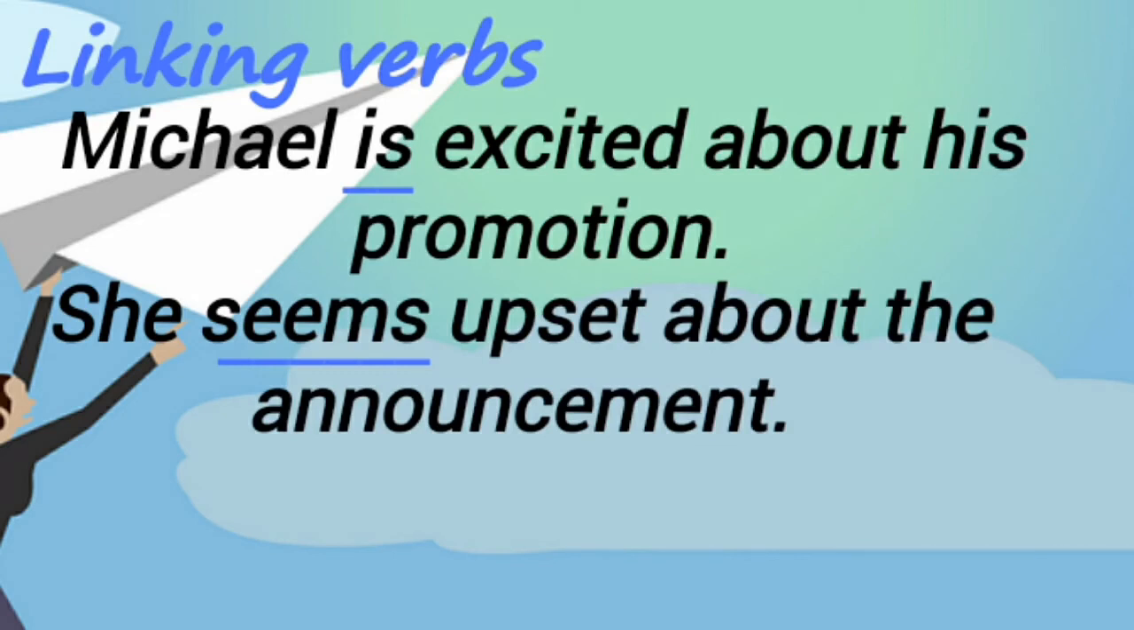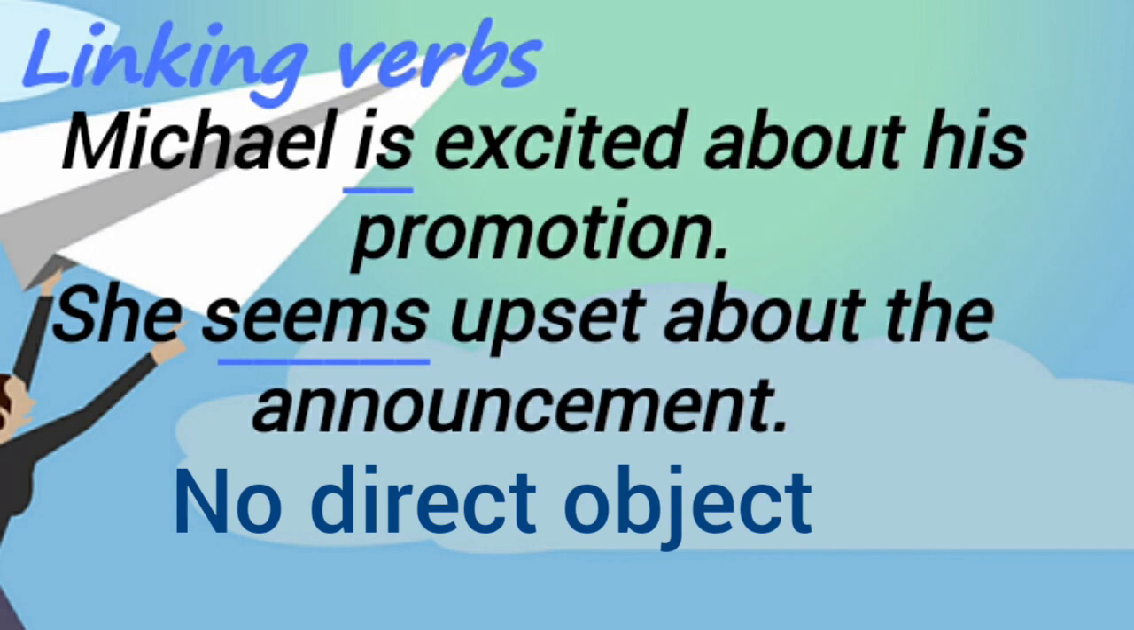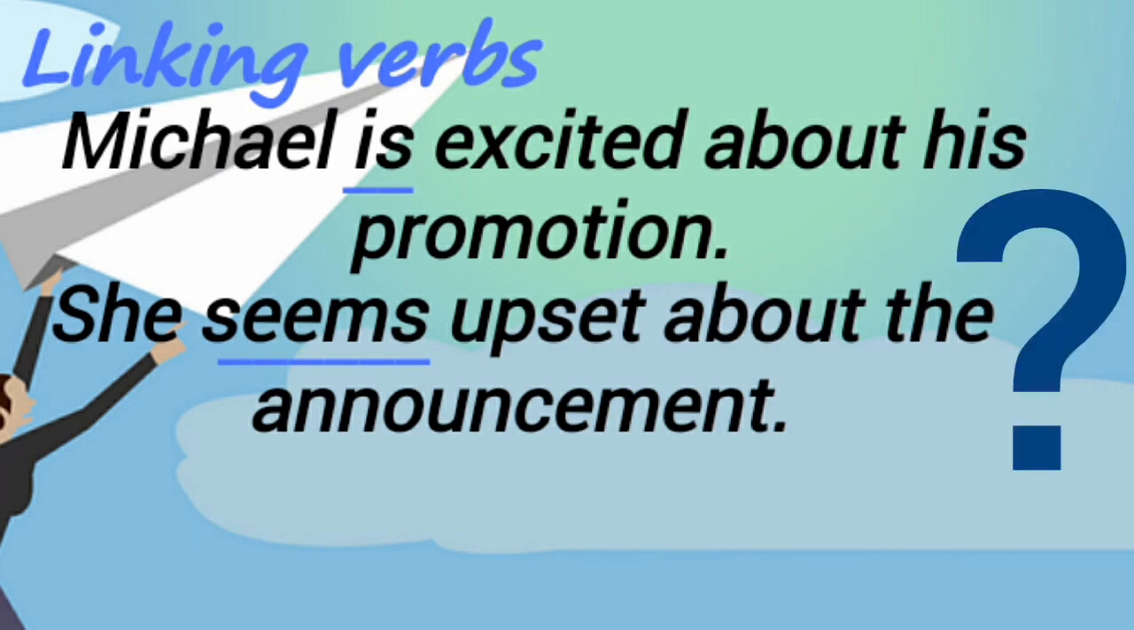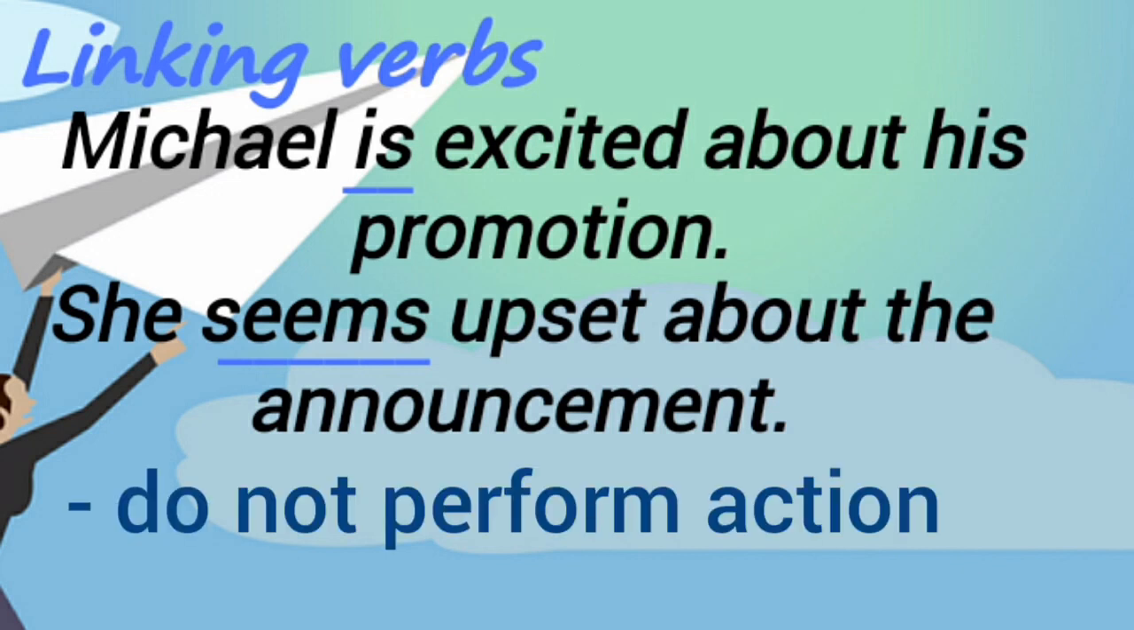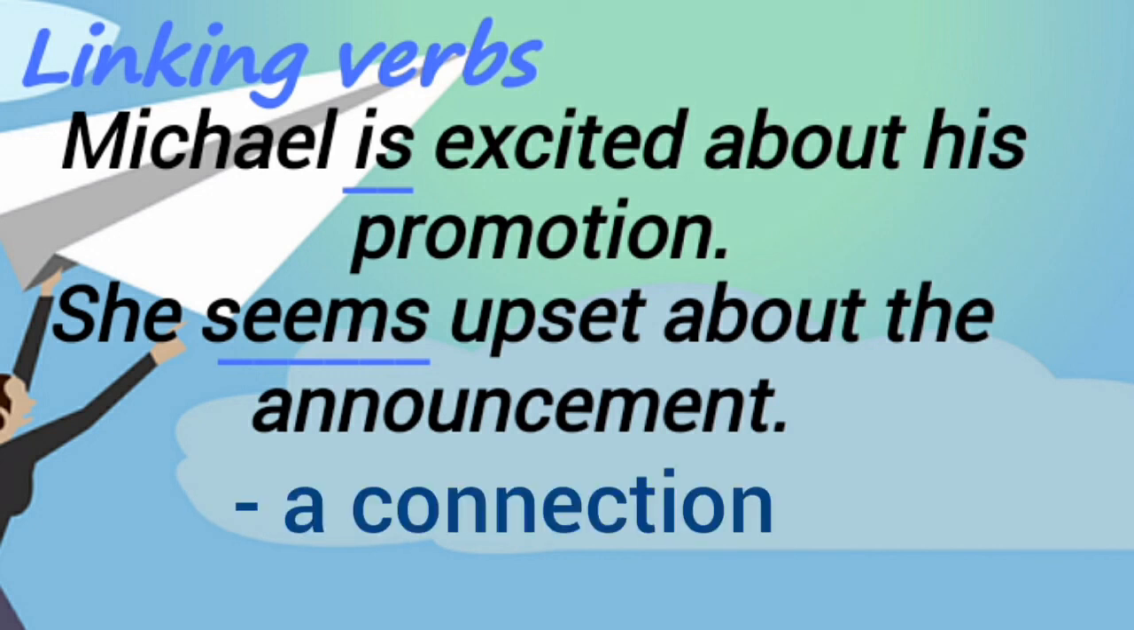Example of sentences with linking verbs. In the first sentence, Michael is excited about his promotion. The verb used is "is." In the second sentence, she seems upset about the announcement. The verb used is "seems." Although both sentences answered the question what, we still don't have a direct object in these sentences. Why? Because the verb used in these sentences are linking verbs, and linking verbs do not perform any action. The sole job of a linking verb is to connect the subject to its subject complement.